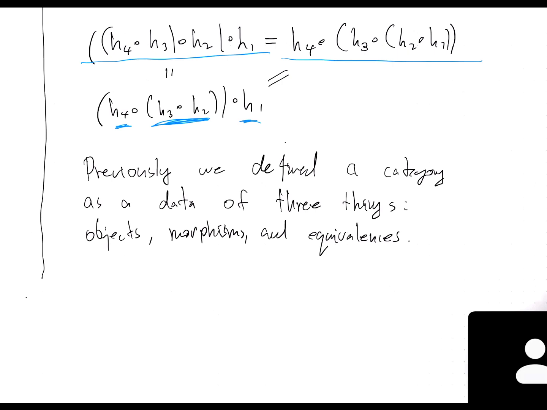So previously we defined a category as a data of three things: objects, morphisms, and equivalences. We're now going to call that kind of thing a slightly different name to distinguish it from the category we defined today. So henceforth, we will refer to our previous notion of a category as a cat.